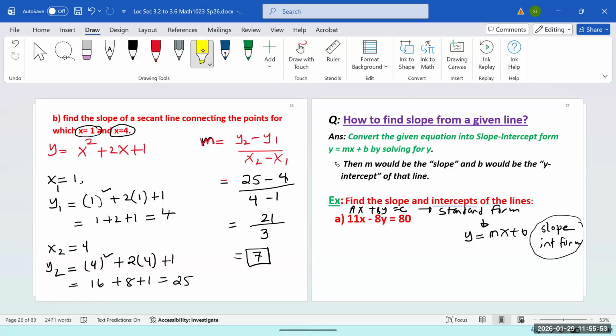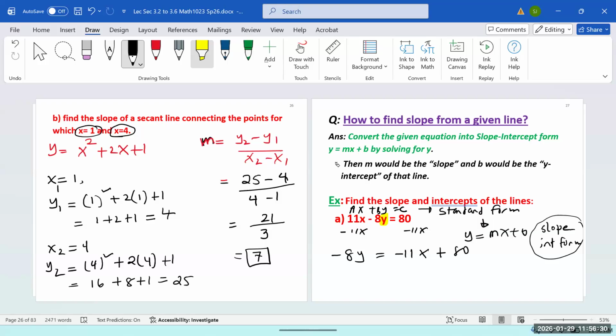So if we want to get our y alone, which one do we get rid of first? The 11x or the -8? 11x. You always start from the thing that is far from the variable you are solving for. So -8 is very close to y. We cannot get rid of that first. First, you're going to get rid of the 11x because it's farther than -8. So we subtract 11x from both sides. We get -8y equals -11x plus 80.